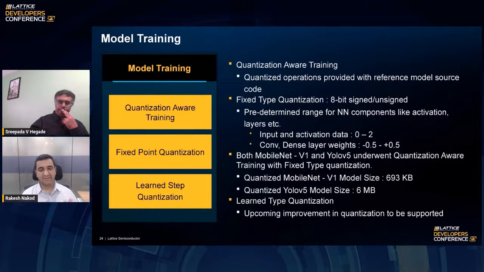These are the sizes post quantization aware training. If I had not done any quantization aware training, the size of these models would have been 4 times. So the YOLO model would be close to around 24 MB, whereas the MobileNet V1 size would be close to around 3 MB, I guess. So quantization aware training is necessary, and we do recommend it in our design methodology, and it is part of the reference model source code.